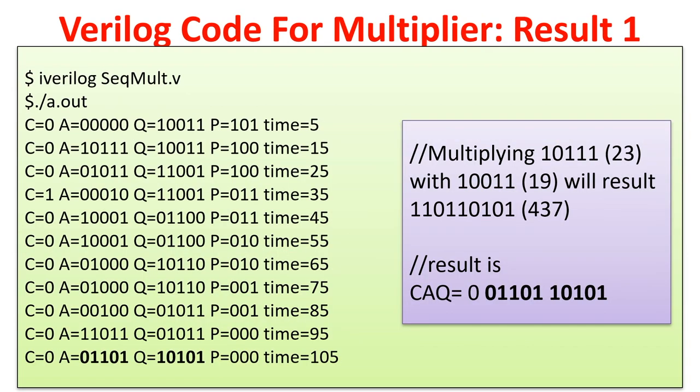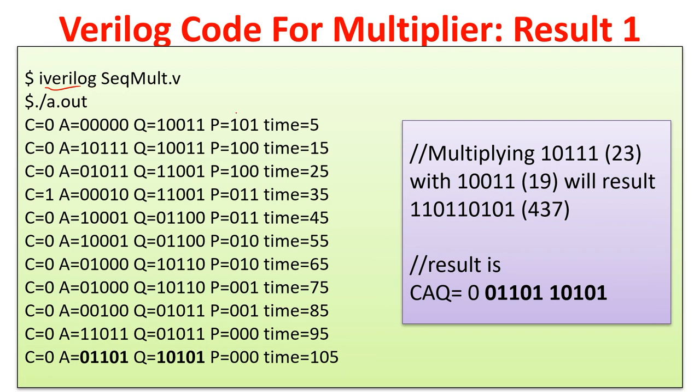This can be compiled as discussed in earlier classes. The code can be compiled using iVerilog, and you can run a.out on an Ubuntu or Linux platform. And what are we getting? Initially, this is the clock change, C is the initial value, and this is Q. Q is the multiplier, and initially P is equal to 5.